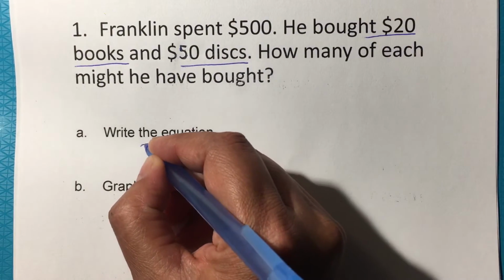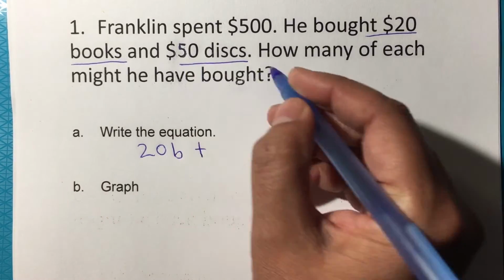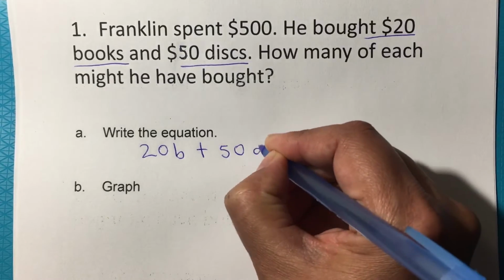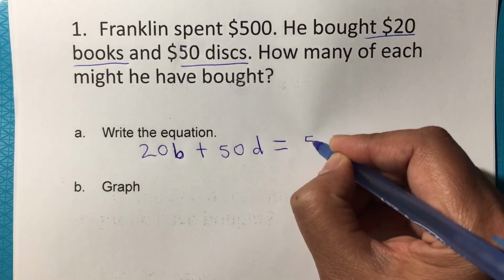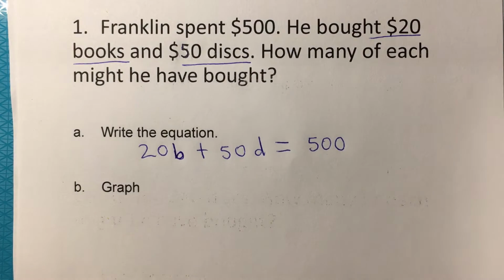So it would be 20b plus 50d equals the $500 that Franklin spent. Then it says to graph.